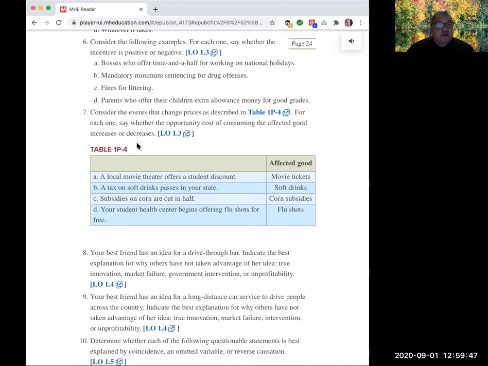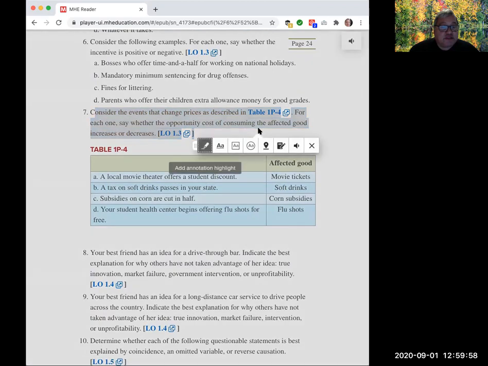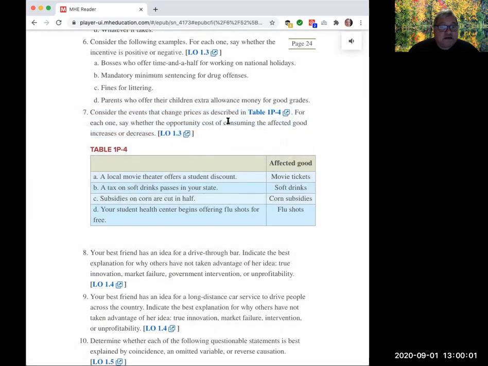Let's see. In this case, you have to consider the events that change prices as described in table 1P4. For each one, say whether the opportunity cost of consuming the affected good increases or decreases.